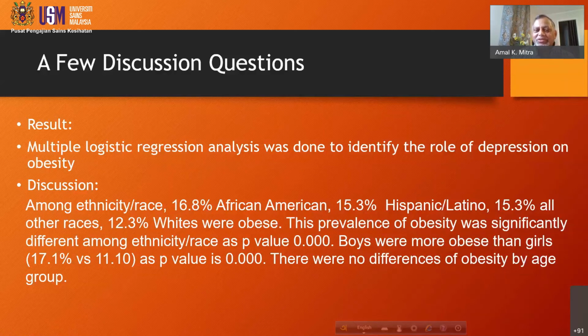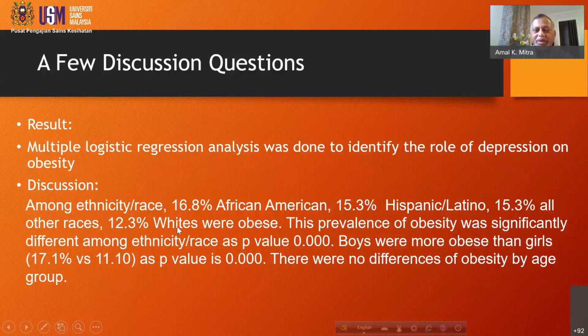What section should this go in? Your answer, please. Results. Very good. Yes, thank you so much. So you all know this detail data should not be there under discussion. That's what I mentioned. You can tell the very gist, the major finding, in the single first paragraph.